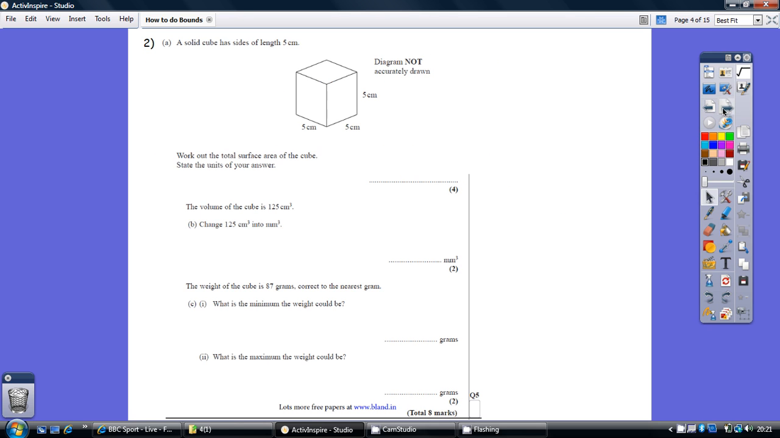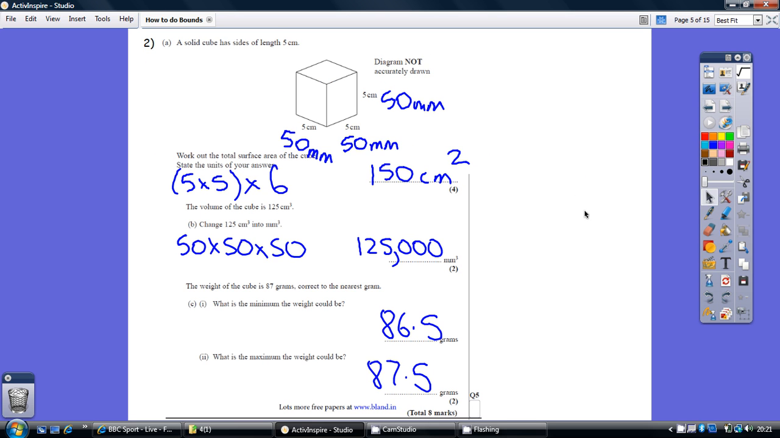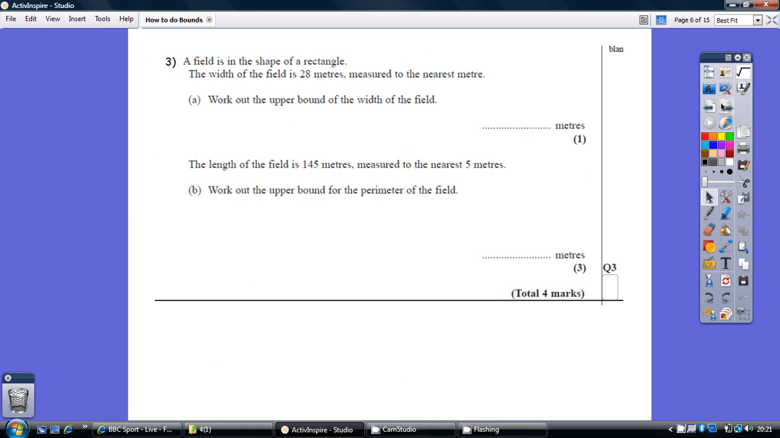Right, number 2, have a go at part C. Okay, so here we go, similar thing, 87 to the nearest gram, so 86.5 is the smallest, 87.5 is the biggest. Question 3, have a go.